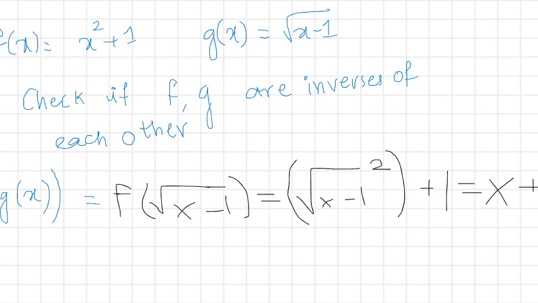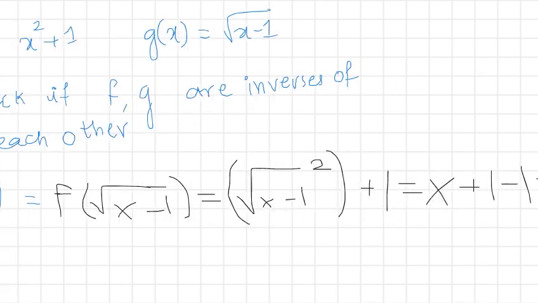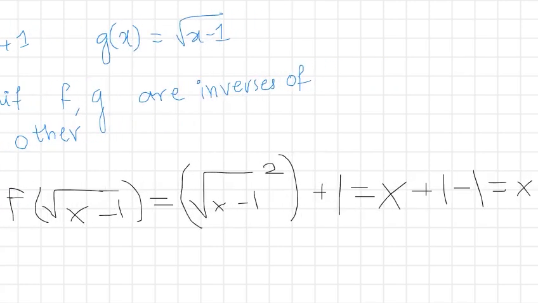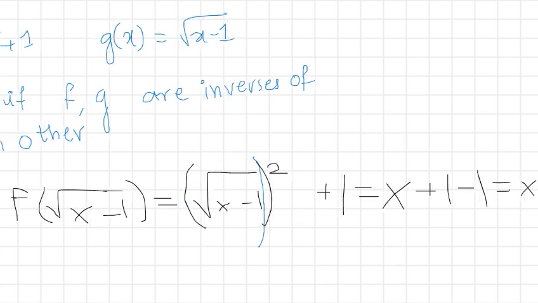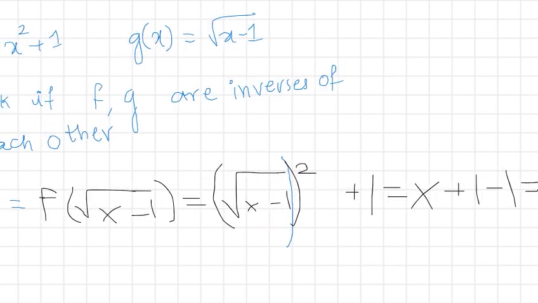X, right? Yes. See, you have to put the bracket here, okay? Oh, okay. Root x minus 1 is being squared. Yes. The square root is negated by the square. And then we have to solve for g of f of x.